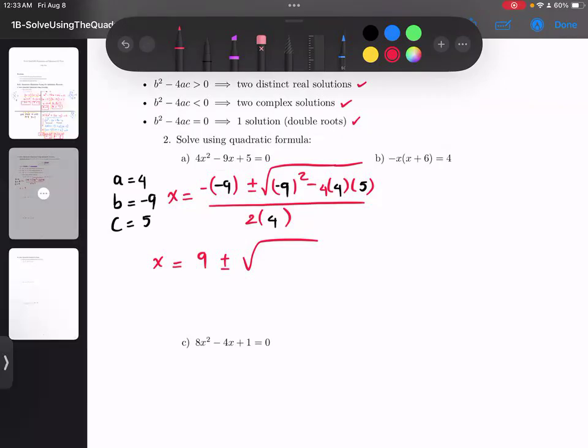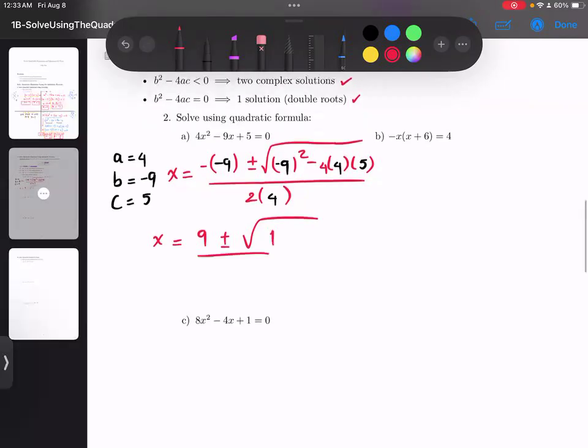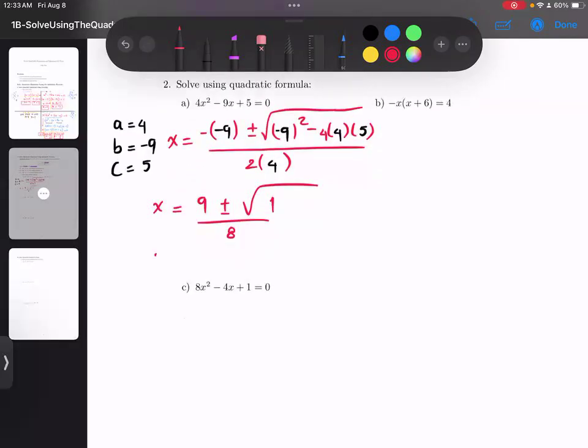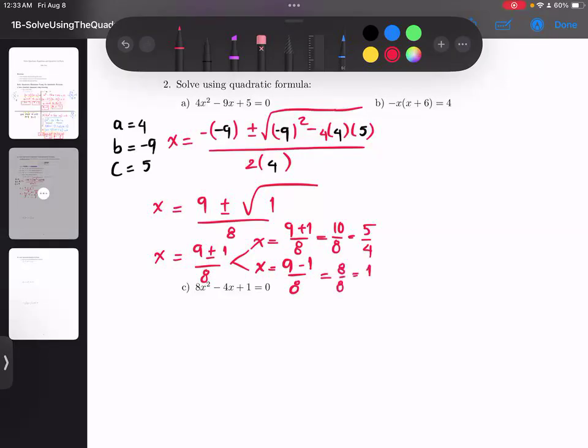Okay. It'll be 1, right? 1 over 8. Well, square root of 1? Square root of 1 is 1, right? So it'll be 9 plus minus 1 over 8. What does that mean? You have x equals 9 plus 1 over 8, or x equals 9 minus 1 over 8. 10 over 8, so that'll be 5/4. And this will be 8 over 8, which is 1. So those are your solutions. Okay?